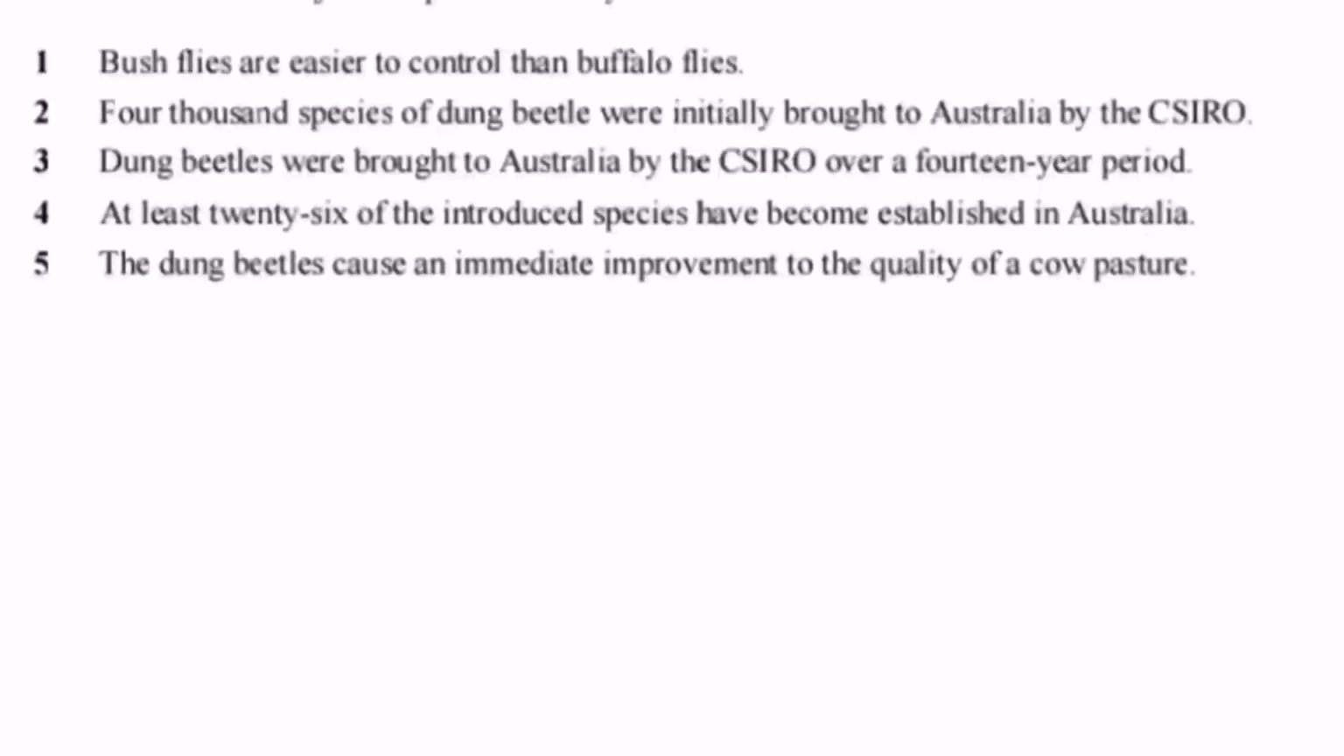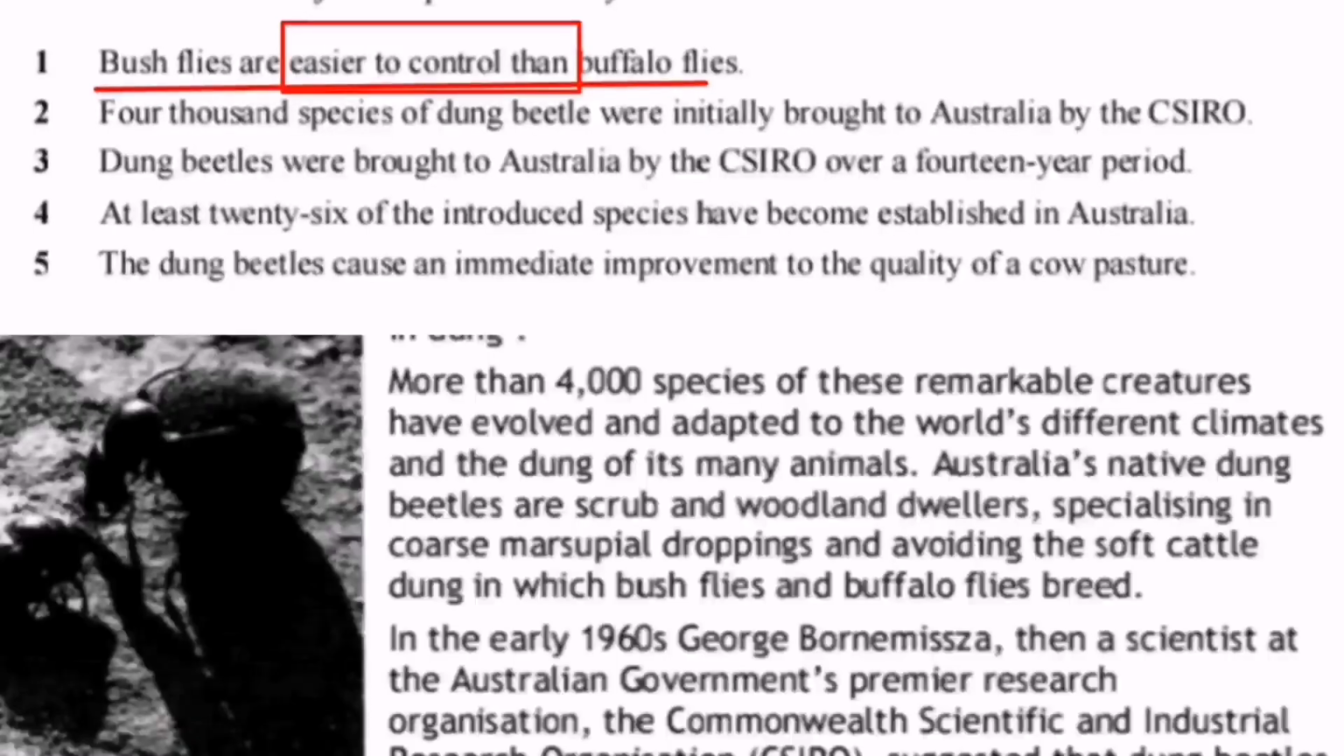Question number 1. Bush flies are easier to control than buffalo flies. The keywords are bush flies and buffalo flies. These are two types of flies. And the second thing is that there is a comparison between bush flies and buffalo flies, because the word "than" is written in the question. So let's try to find the answer to this question in the passage.